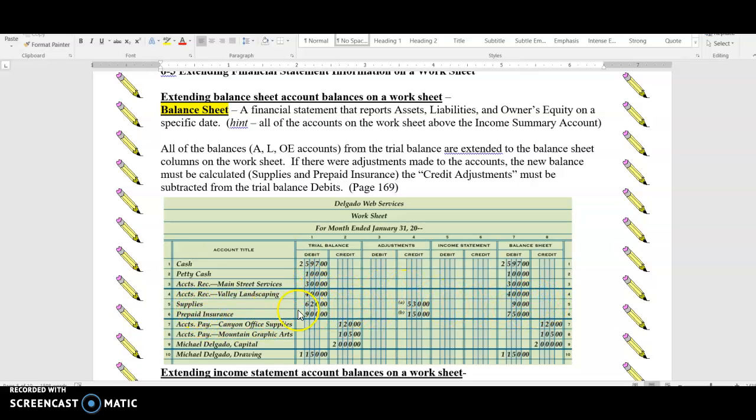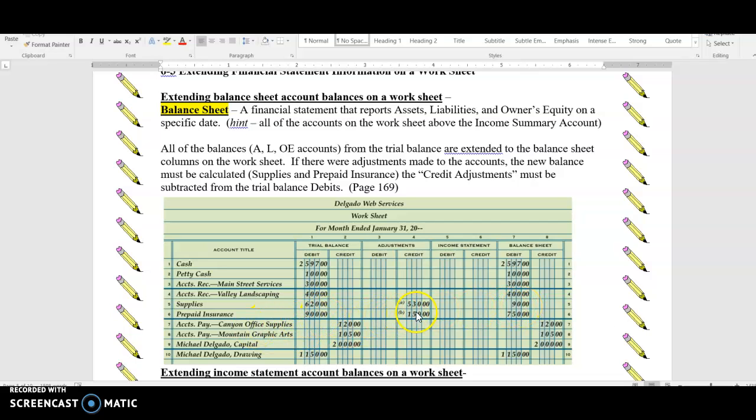Now, our first one that has a blocker is the supplies. We started out with $620 in the debit. We have a credit of $530. Because we have one debit and one credit, just like when we post, opposite subtract. So we're going to take the $620, subtract the $530. It remains a debit balance of $90. This is basically our beginning balance minus what we used, and now what we have on hand is left over here in the balance sheet.